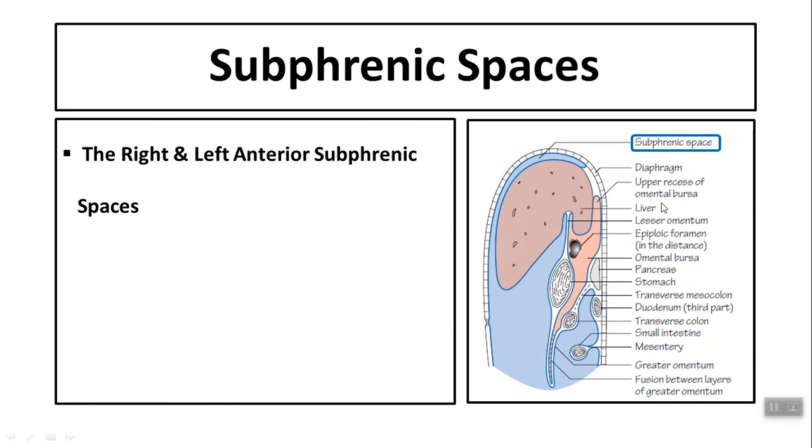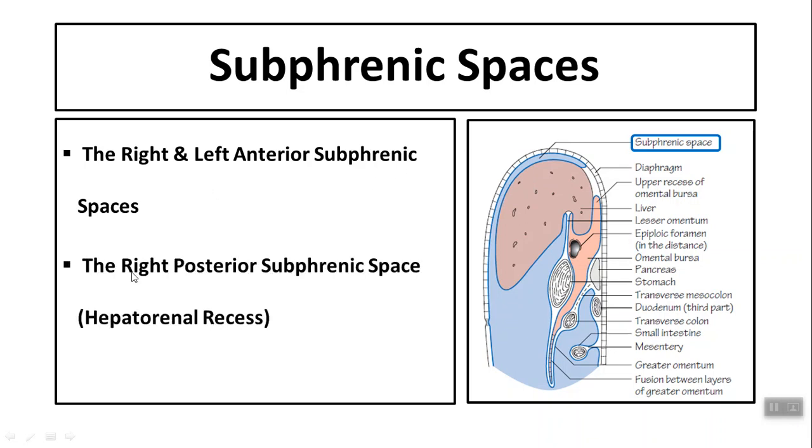These spaces are what we call the subphrenic spaces. Subphrenic means the space that lies below the diaphragm. These are in blue color. We have right and left anterior subphrenic spaces. Also, we have the right posterior subphrenic space, or hepatorenal recess, which is situated in between the liver and the right kidney.